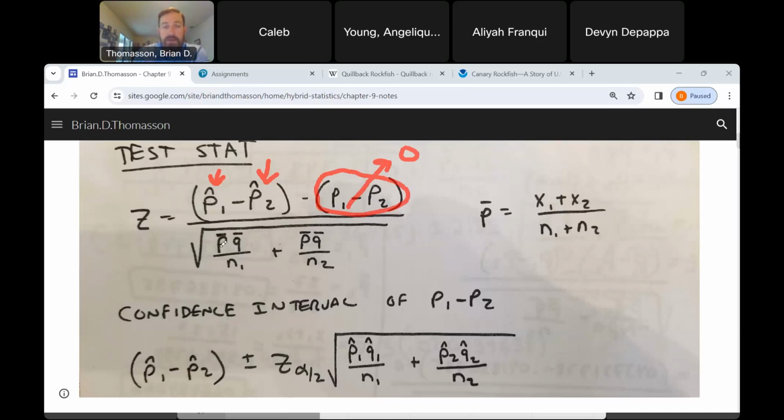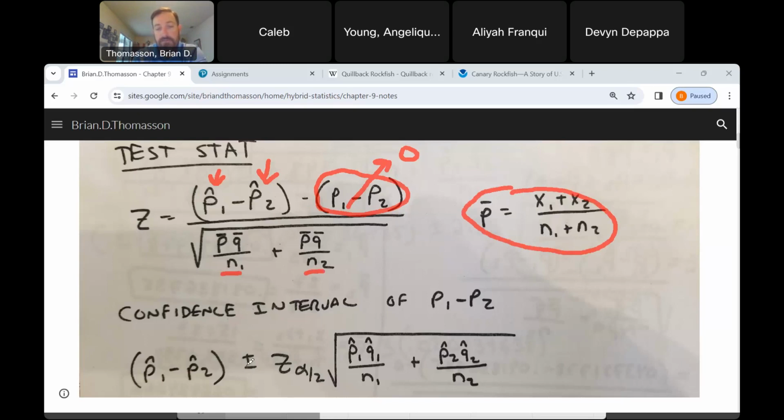And the only other thing we have is p-bar and q-bar, and p-bar is the pass rate regardless of gender. We take the total number that pass over the total number of students in the class, disregarding everything else. Then n1 is our sample size of the first group, say the males, and n2 is the sample size of the second group. So this looks horrible, but it's actually going to turn out to be pretty much the same as what we did before.